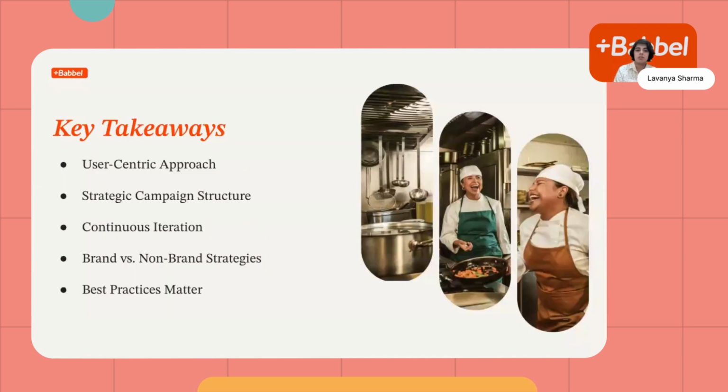This is just to wrap up. Here are the key takeaways. Let's remember that a user-centric approach is essential for driving engagement and conversion. A well-defined campaign structure with clear keyword alignment would be fruitful. Continuous iteration is key for staying competitive. Balancing brand and non-brand ad strategy is critical for capturing both loyal users and new prospects. And finally, best practices do matter, so do follow them, including adapting content for different audiences and tracking performance metrics. It's vital for long-term success.